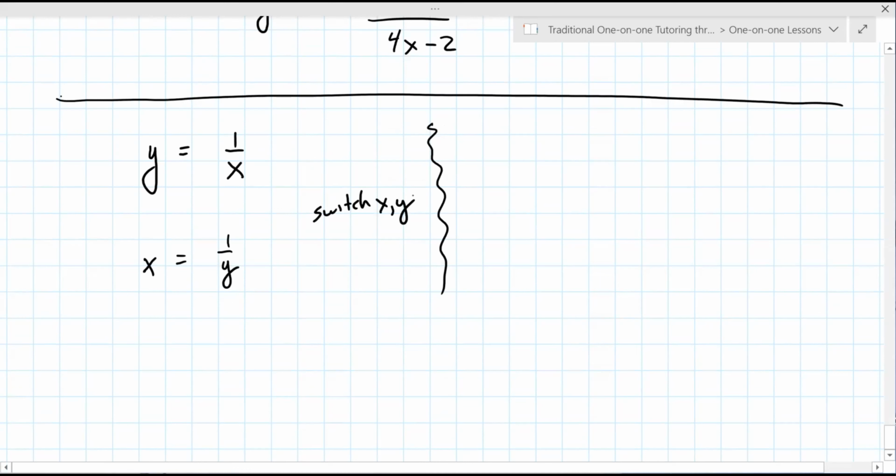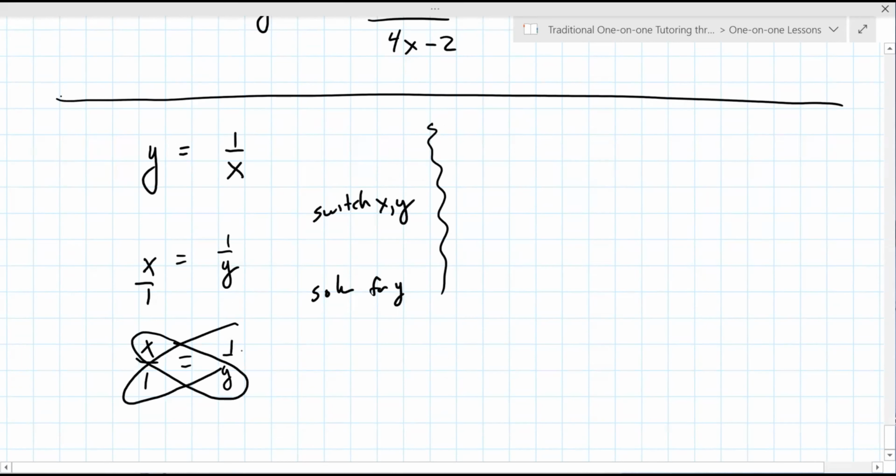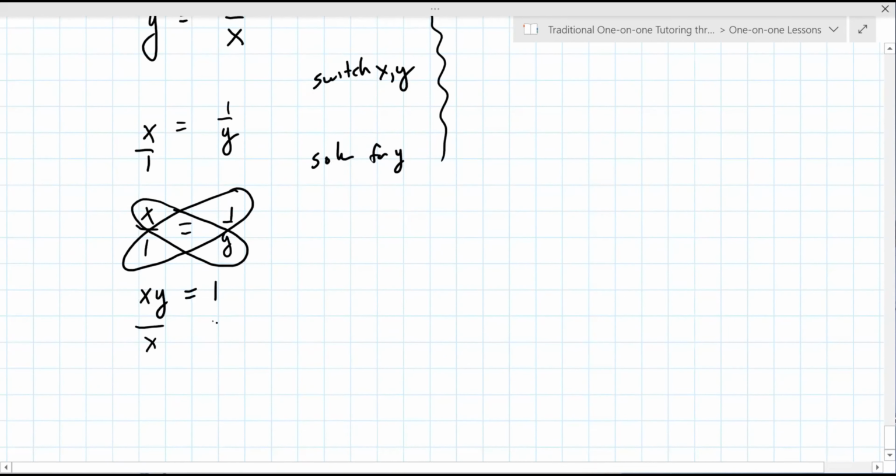Now you have to solve for y, and it's similar to the last one in that you have to diagonally multiply or cross multiply. Some instructors call this a butterfly. So you get x times y equals 1, and then you divide both sides by x.